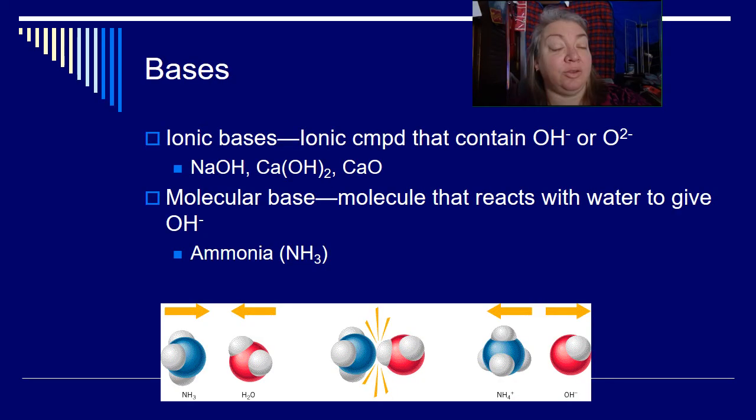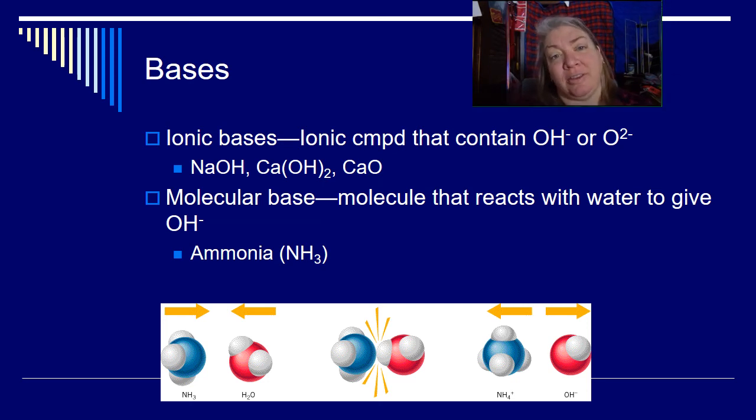So we talked about acids. Well, now we have to talk about bases. Bases can be categorized into 2 areas. We can have ionic bases and molecular bases. Ionic bases are by far the most common. These are any ionic compound that contain hydroxide or oxide. So remember, salt was any ionic compound that doesn't have hydroxide or oxide. A base has hydroxide or oxide.